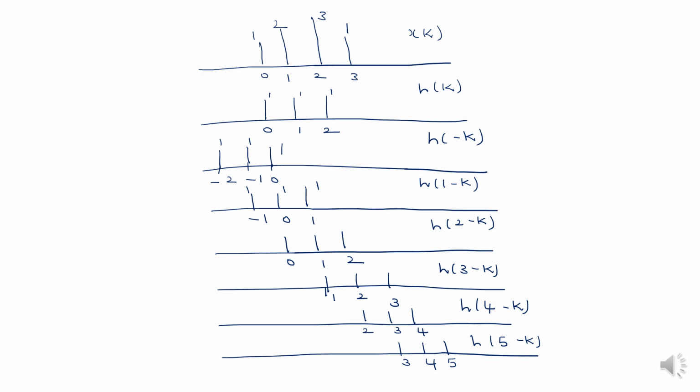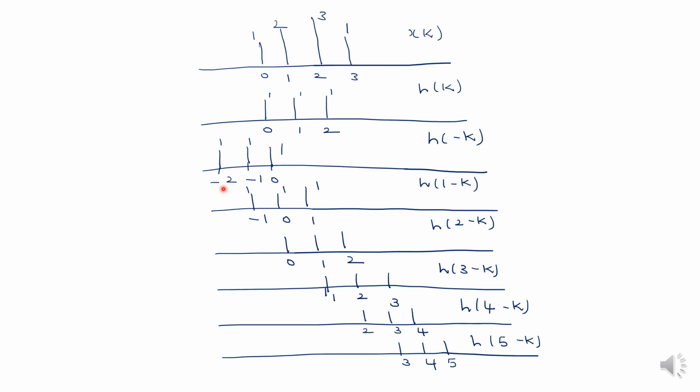h of 1 minus k. So h of 1 minus k can be sketched from h of minus k. If I push h of minus k by 1 unit along the positive direction, I will arrive at the value of h of 1 minus k. So look at this. h of minus k starts from k is equal to minus 2.